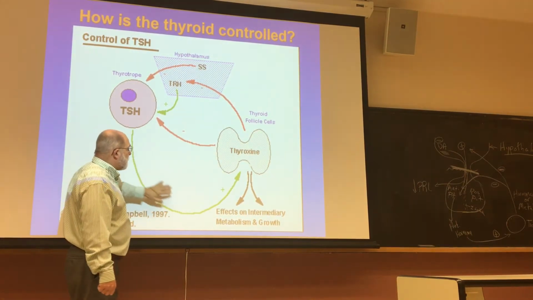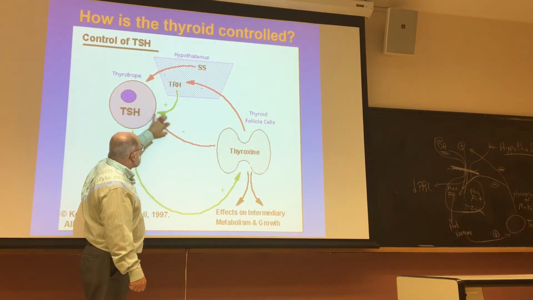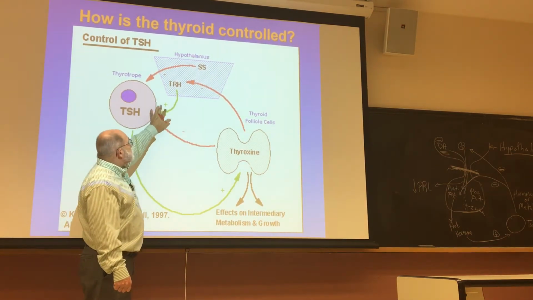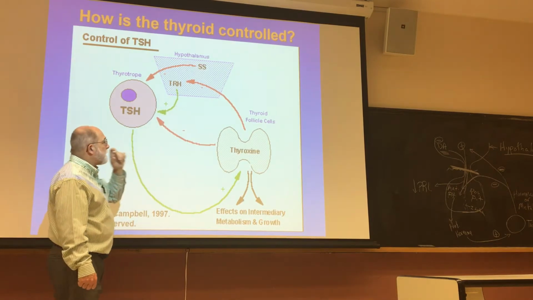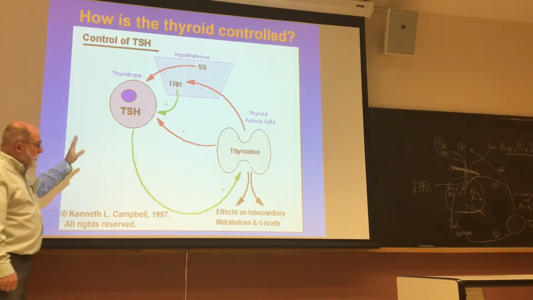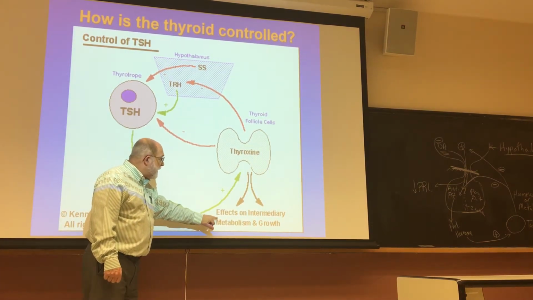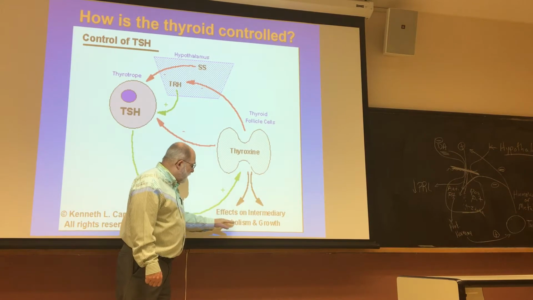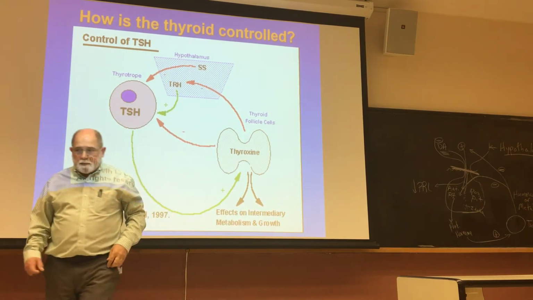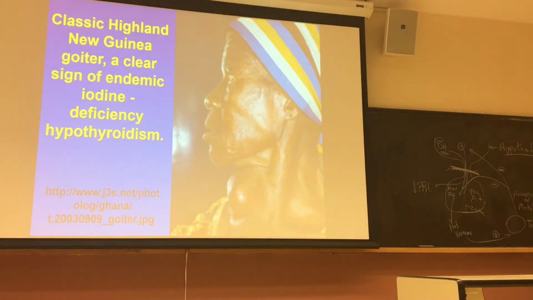That's the major control. So if you wanted to make this more dense, that would be the major control. These are secondary. So that's the control of TSH. And ultimately, T3 and T4 are going to affect intermediary metabolism, thermogenesis or heat controls, and growth. That one's pretty easy to learn.